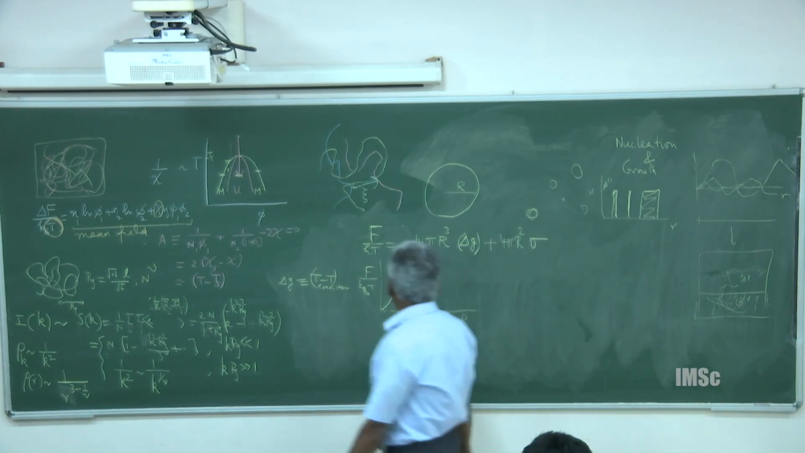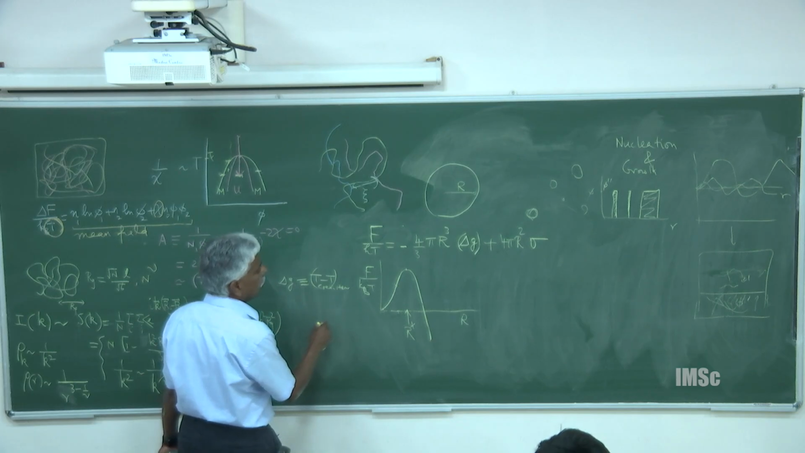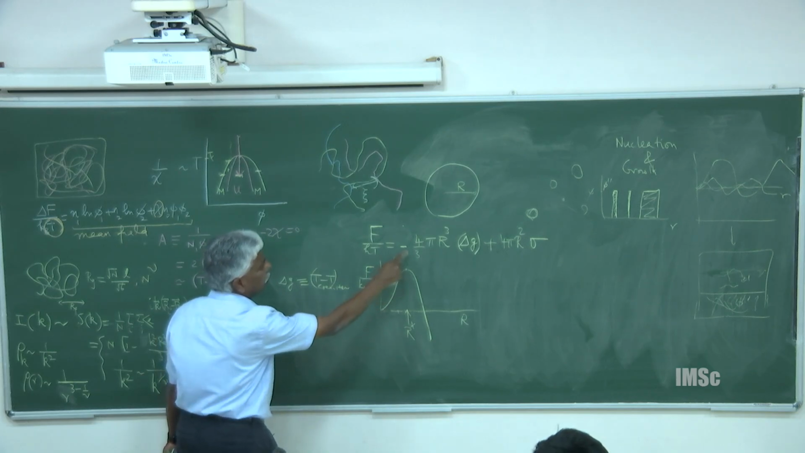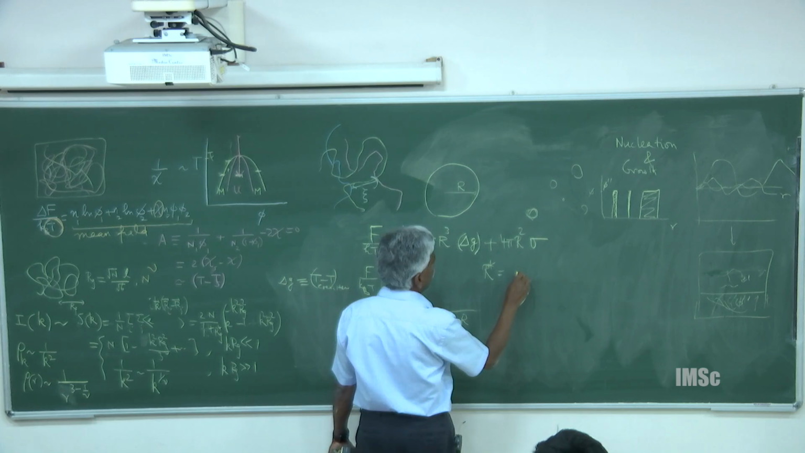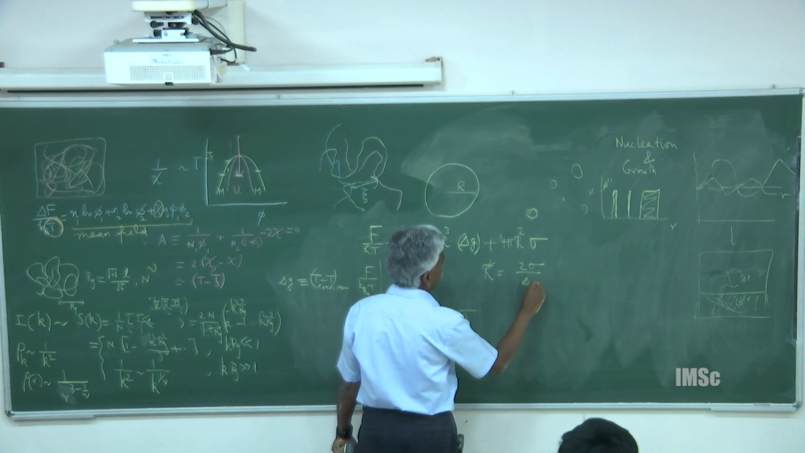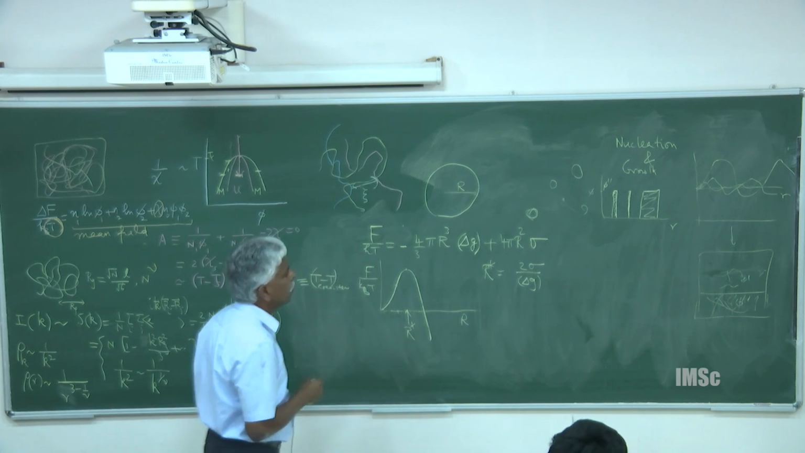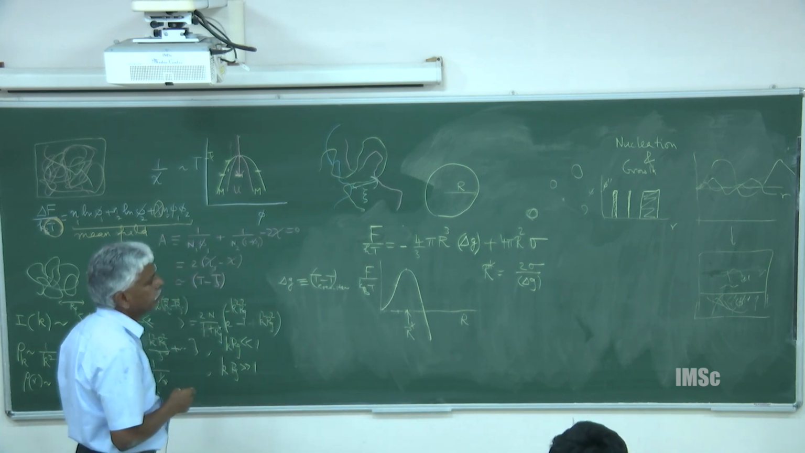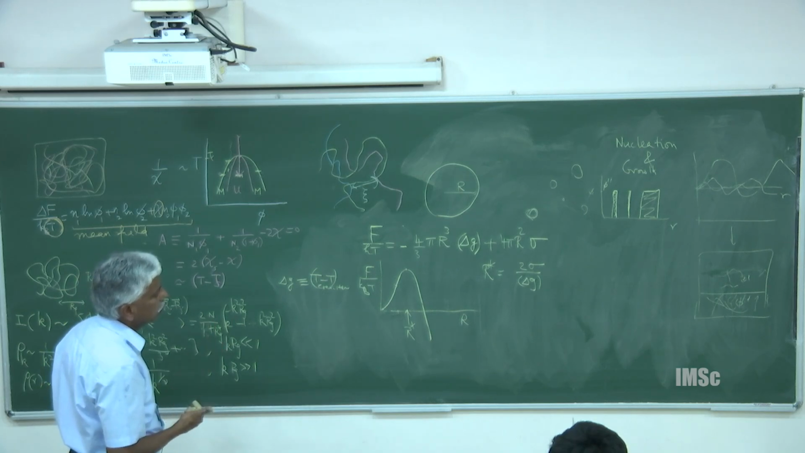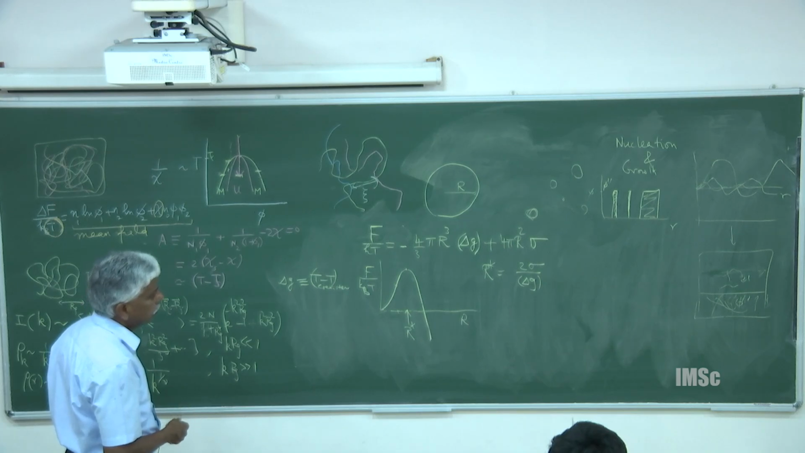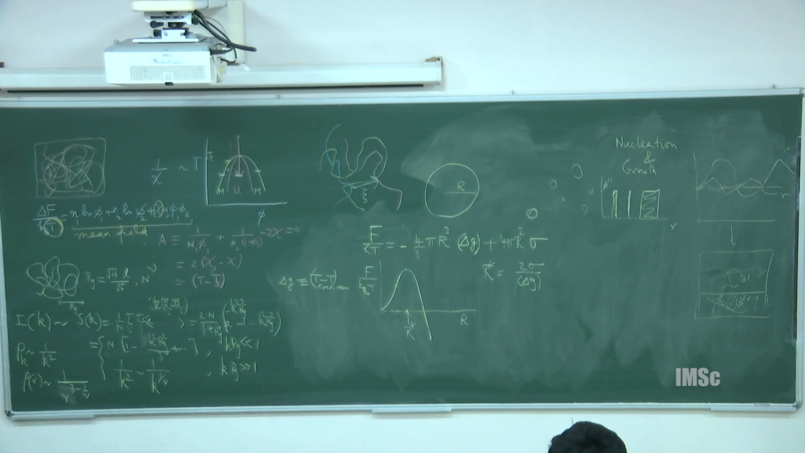Okay, so let's calculate r star. Who wants to do this? r star is looking for the minimum of this, the maximum of this one. Can somebody do it in your head? I am just minimizing this. Okay.